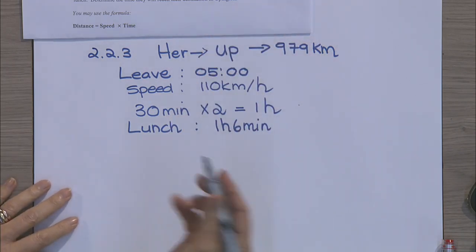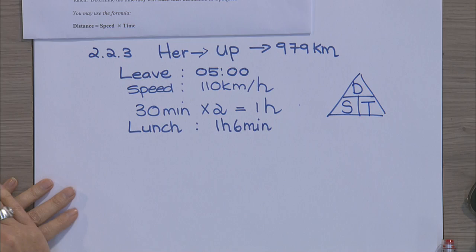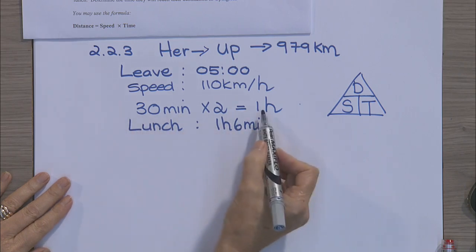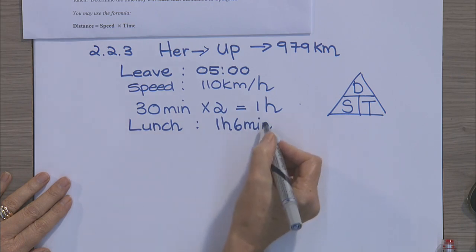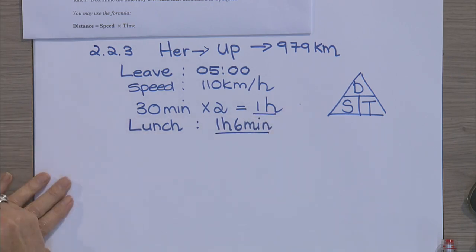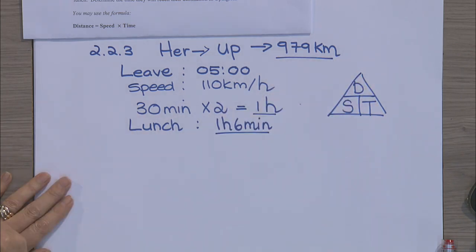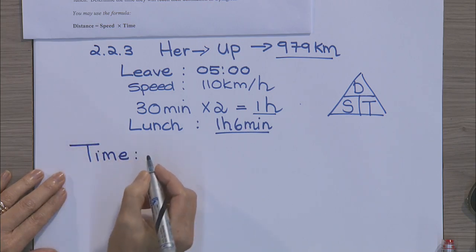So, very important, my triangle. What is it that they want? We want time. Determine the time they will reach the destination. So we have the time that we stopped for petrol to fill up the tank. We have the time that we stopped to have lunch. But we don't have the time, how long our journey took for 979 kilometers. So we are going to work out the time for the journey.